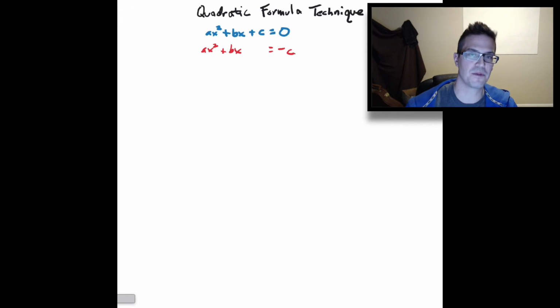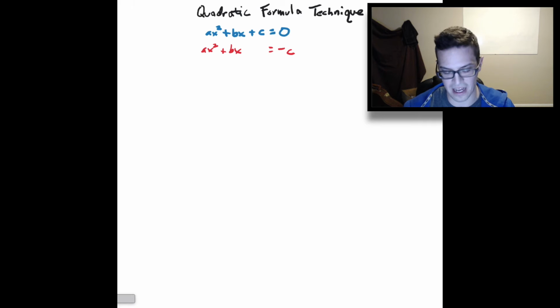Okay, next thing I'm going to do is divide off that a. So I don't want this a term right here. I want it to just be x squared. So what I'm going to do is divide both sides by a. So I'm going to divide this by a and divide this by a. Okay, and what that's going to end up simplifying to is the following.